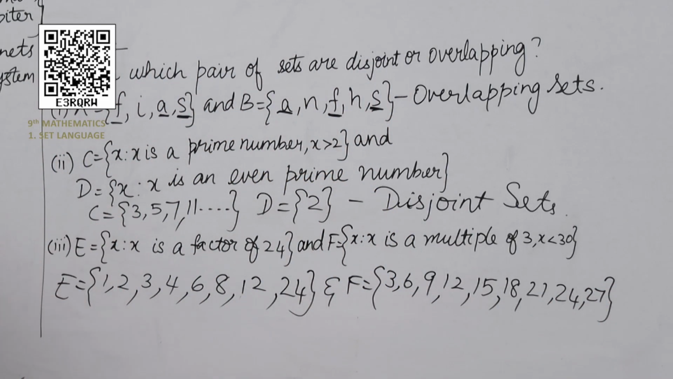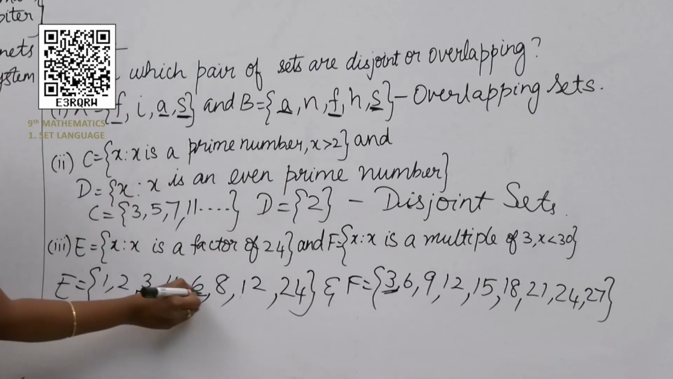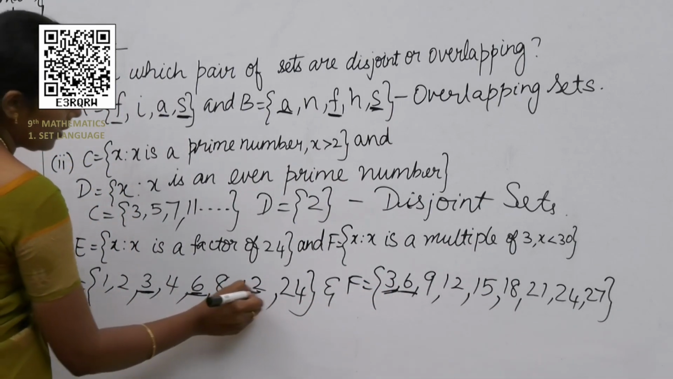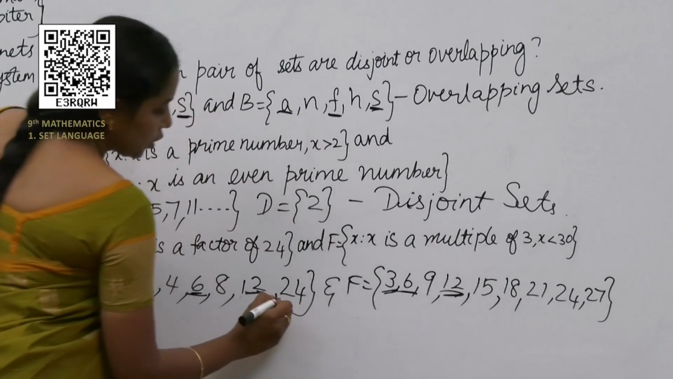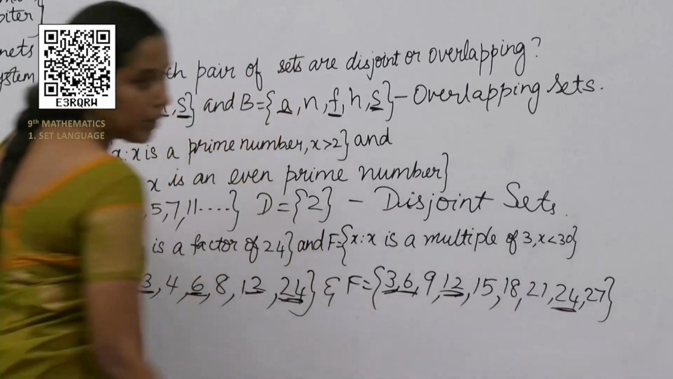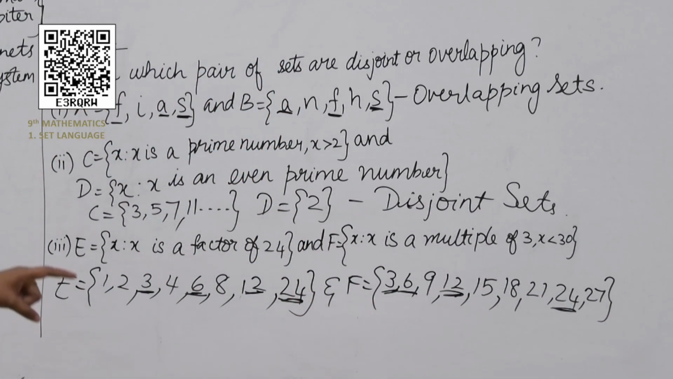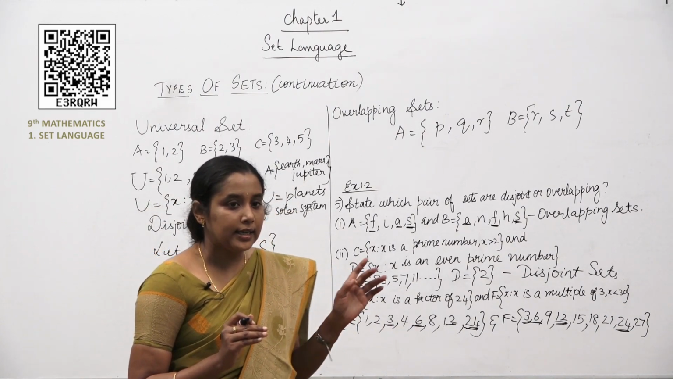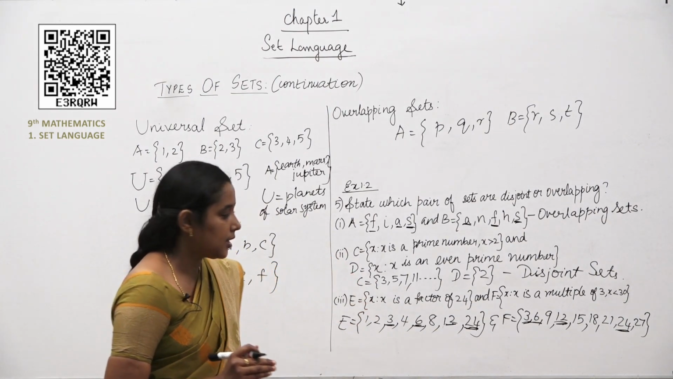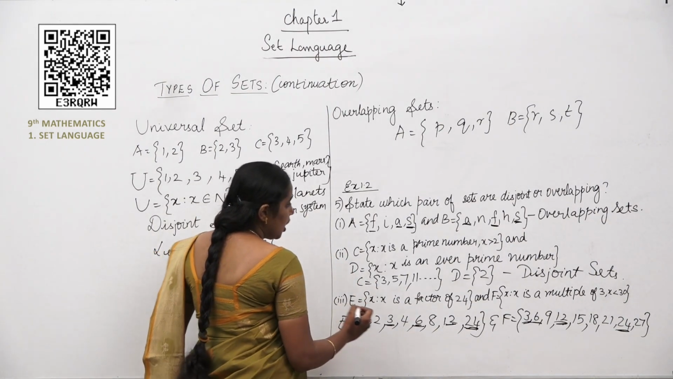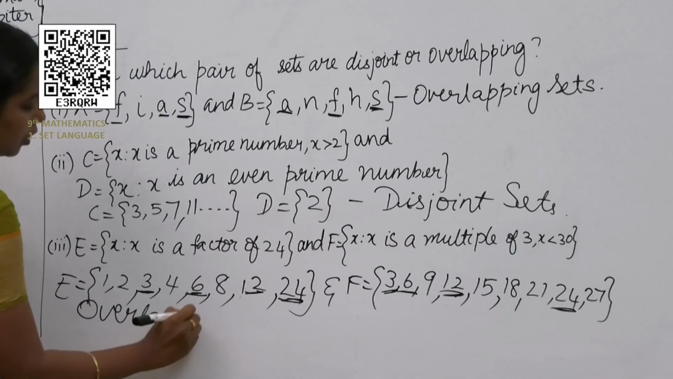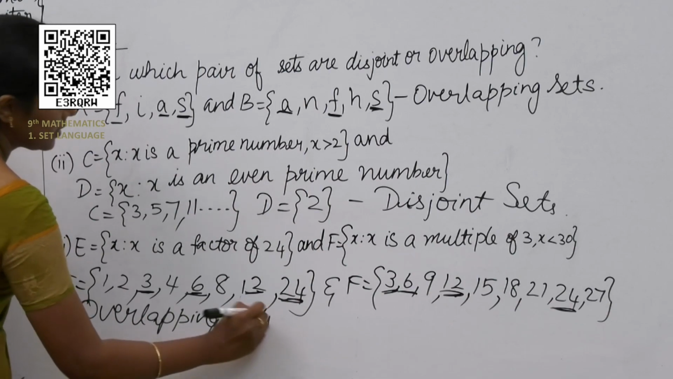Now check whether any common elements are there. Here 3 is there, and here you also have 3; next 6 and 6; here you have 12 and 12; and 24 here also. So you have common elements in these two sets. If you have common elements, you can say they are overlapping sets. So the third subdivision is called overlapping sets.